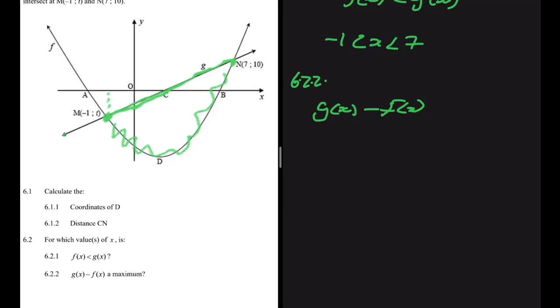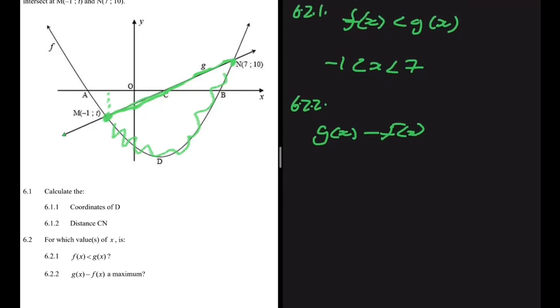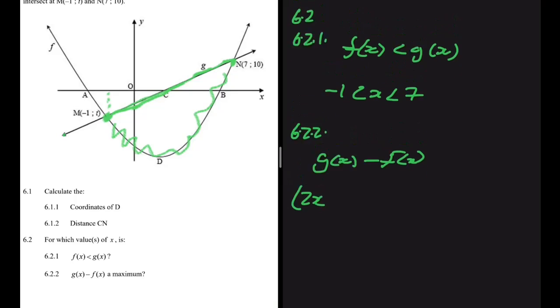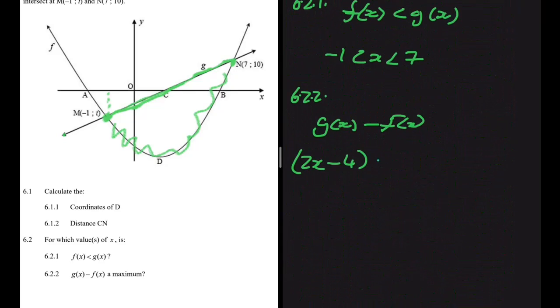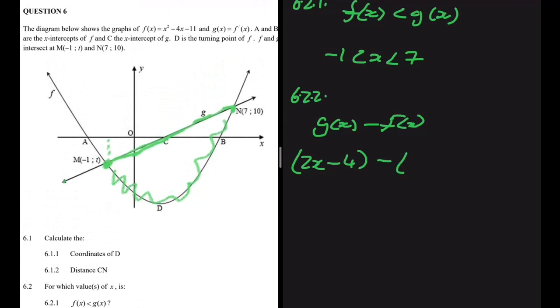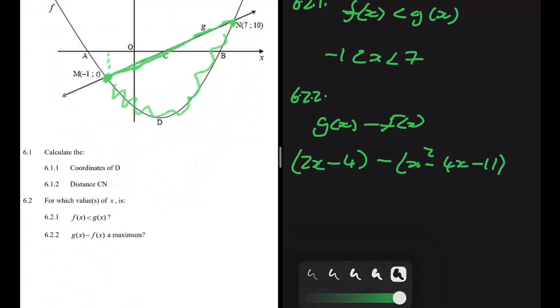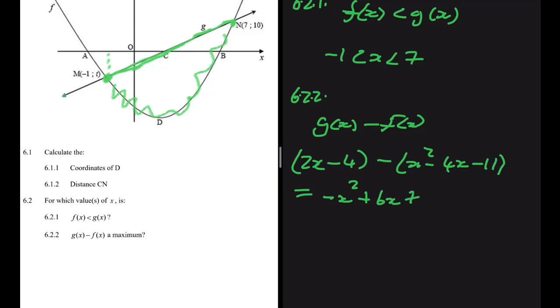So let's substitute g of x first so that I can show you something. So g of x, we have 2x minus 4, and then minus f of x, which happens to be x squared minus 4x minus 11. So this should be equal to, x squared doesn't have any other term, so we have minus x squared, and then 2x minus 4x, so that will be plus 6x, and then minus 4 minus 11, so that will be plus 7.